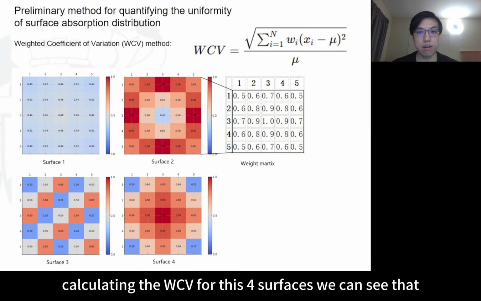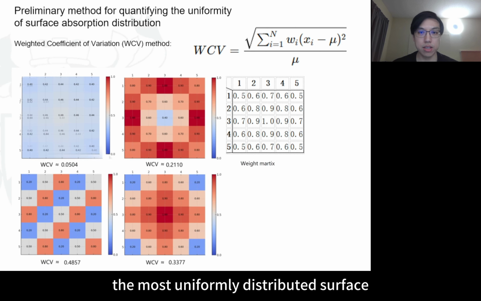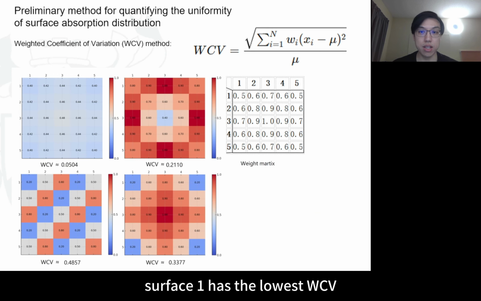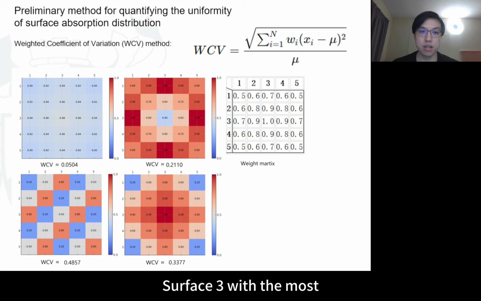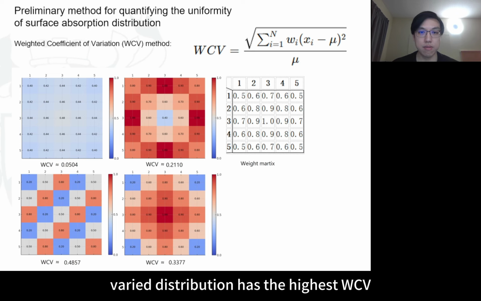Calculating the WCV for these four surfaces, we can see that the most uniformly distributed surface, surface 1, has the lowest WCV, while surfaces 2 and 4 have higher WCVs. Surface 3 with the most varied distribution has the highest WCV.